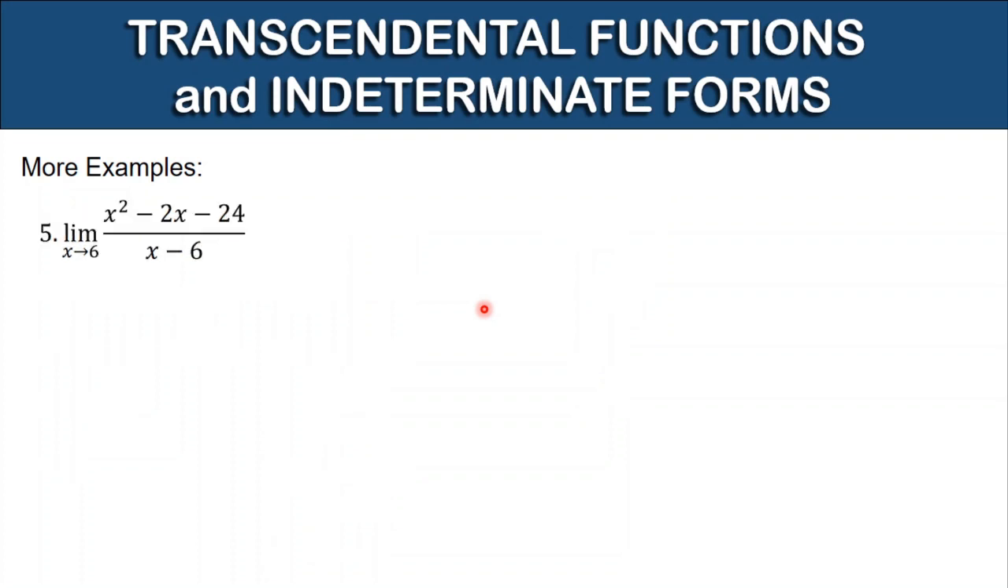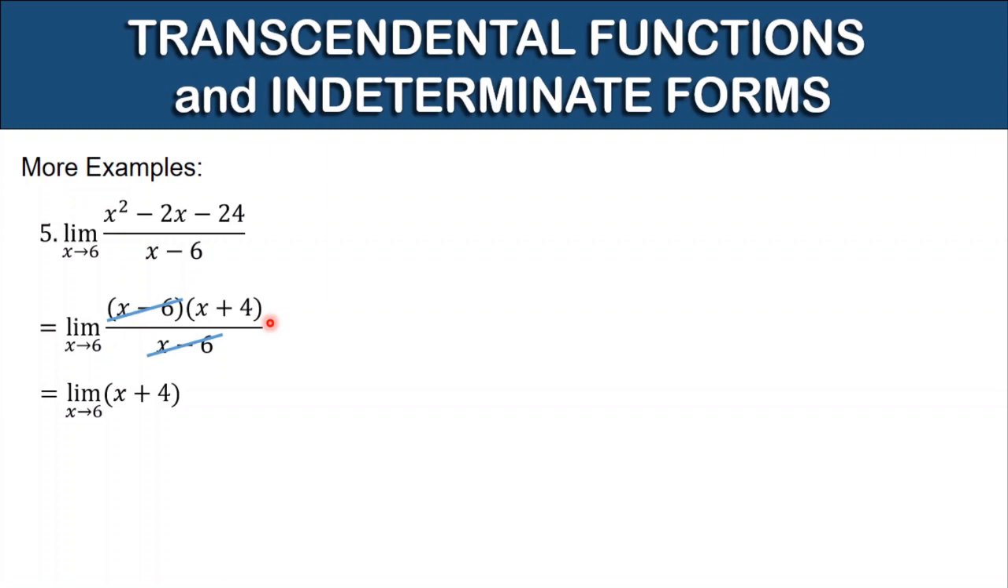Now let's answer number 5. This is an example of indeterminate form because if we're going to do the direct substitution, in the denominator, we're going to have 0. So we're going to think for another way on how we're going to find the limit of this problem. And that is by factoring. So we're going to factor the numerator. And the factors are x minus 6 and x plus 4. Then we can cancel x minus 6 in the numerator and x minus 6 in the denominator. And the remaining part is x plus 4.